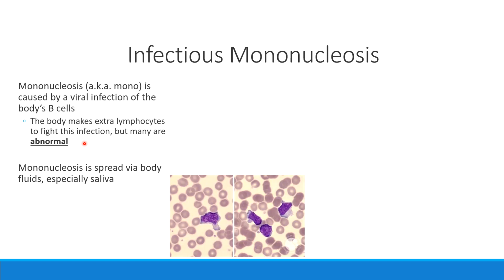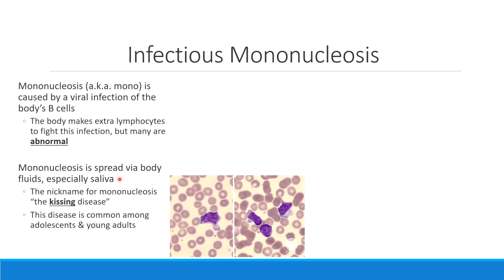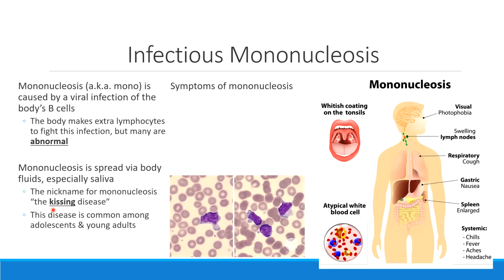Mononucleosis is very easily spread in body fluids. The primary fluid that we think about it being spread through is saliva, which is why mononucleosis is sometimes nicknamed the kissing disease. So spreading this virus is primarily happening through that saliva, other body fluids as well. Mononucleosis is very common in adolescents and young adults, most likely related to its nickname. The time when kissing occurs more regularly can lead to this infection, mononucleosis.